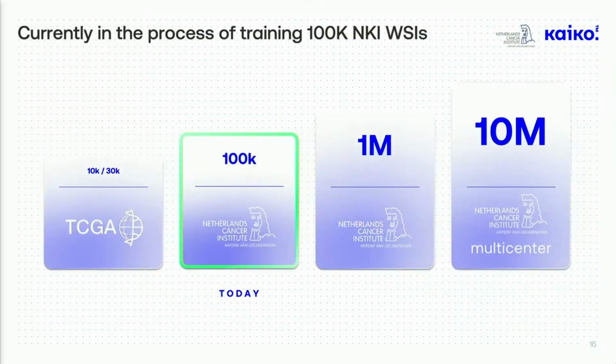So where are we now? What we showed was results on TCGA, which is 10,000 or 30,000 slides, depending on which variant you choose. We're currently at a stage where, together with NKI, we're training on 100,000 slides. We're scaling up to 1 million, and then together with NKI, we also want to scale it up further with multiple institutes. So we're actively looking for cooperations with other hospitals to grow this data set into a multi-center data set of up to 10 million slides.